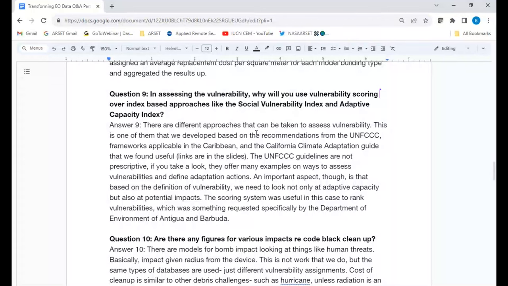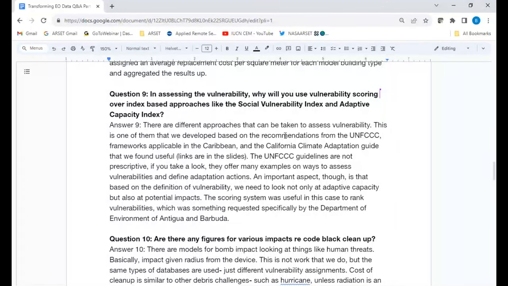And also something that sometimes it's important is that the countries in the end sometimes are your clients, and sometimes they have their own requirements. So you respond to a tender or you work with them. And in this case, they wanted to have a ranking on the vulnerabilities with a scoring system. So we find that this was a good approach, but there are many that you can take.